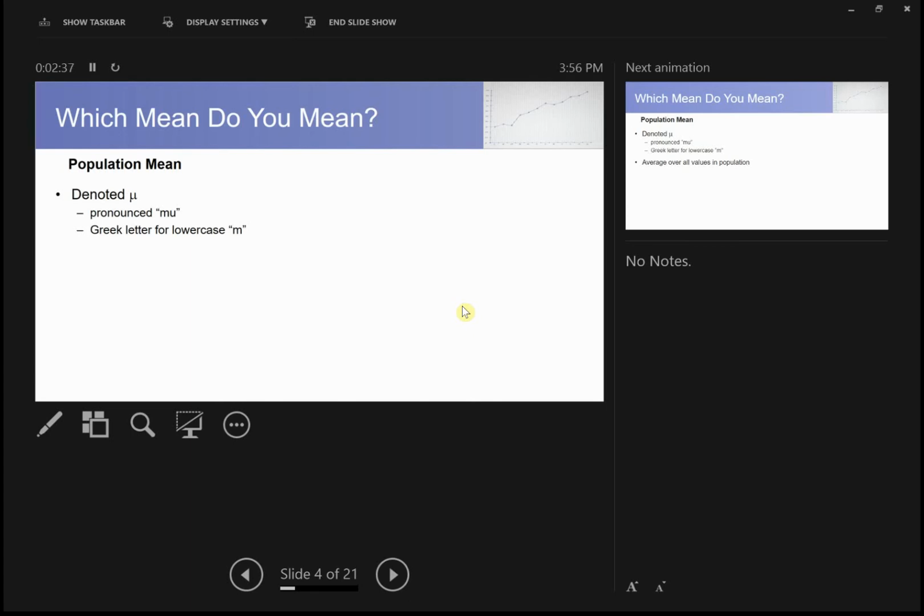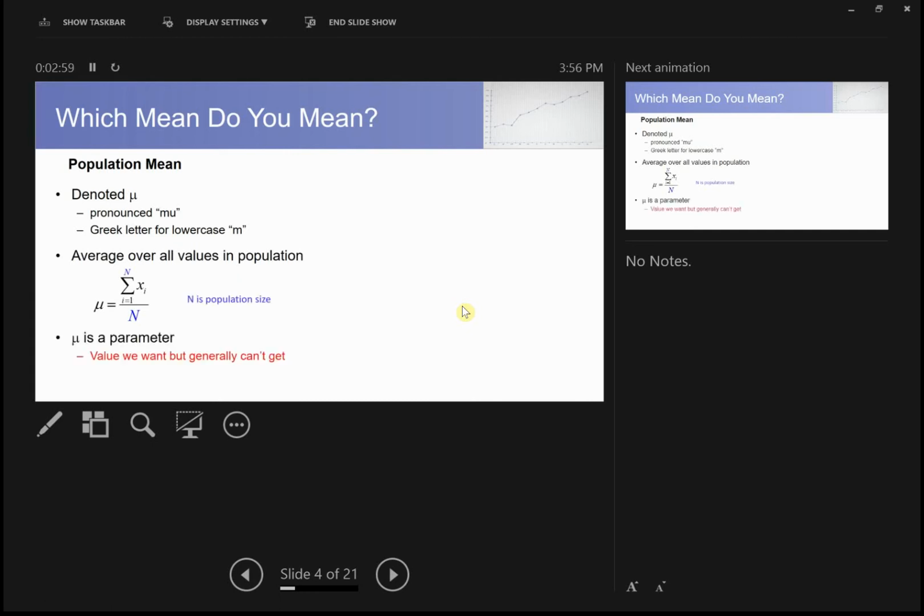Notice that it starts with the first letter of the word mean, okay? So mu, mean, all right? It's the average over all the values in the population, so if I have capital N values, that would be the formula for it, right? And it's a parameter. It's some number.